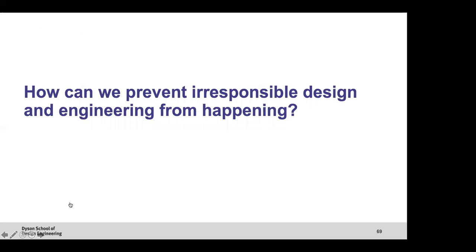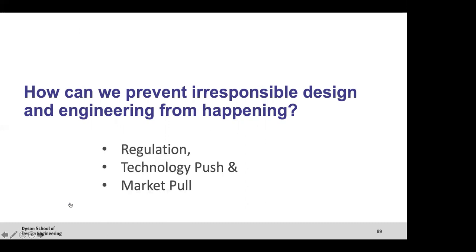So a question I would like to leave you with is, how can we prevent irresponsible design and engineering from happening? How can we identify early on that certain types of technologies will have a negative impact on our well-being, on the way we relate to others, on our societies? I think this will be a combination of regulation, technology push, and market pull.